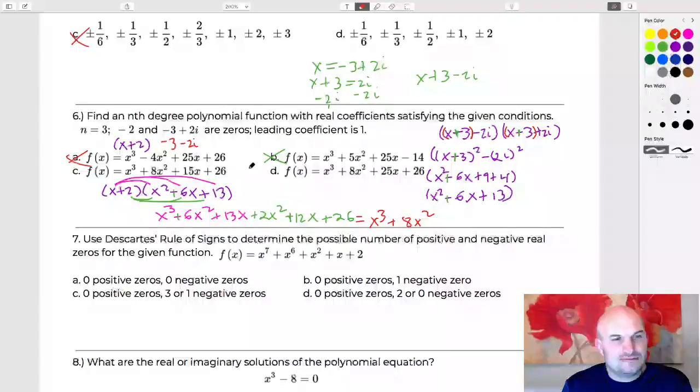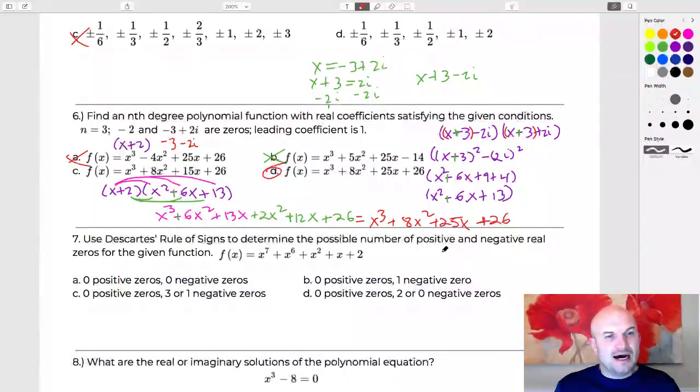So that one doesn't work. So it's between these two. Let's go and check out what our 15x is. You can see here it's 13 plus 12, so that's going to be a positive 25x. Therefore, you can see the answer is D, and then plus 26. Boom. All right.